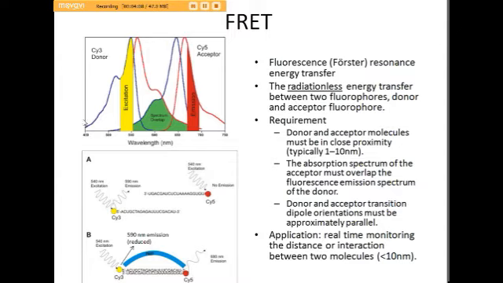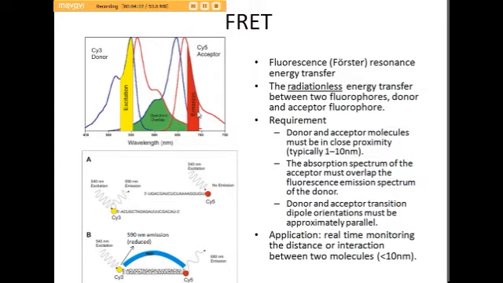Now let's look at an example here. Here are two fluorophores, Cy3 and Cy5. Both are small molecular organic dyes. Cy3 serves as the FRET donor, and Cy5 serves as the acceptor. Here is Cy3's spectrum, and here is the Cy5 spectrum. So the excitation, emission, excitation, and emission.